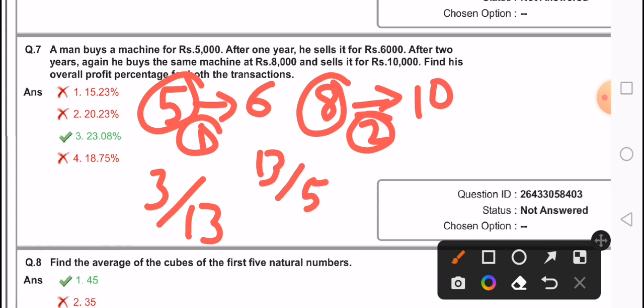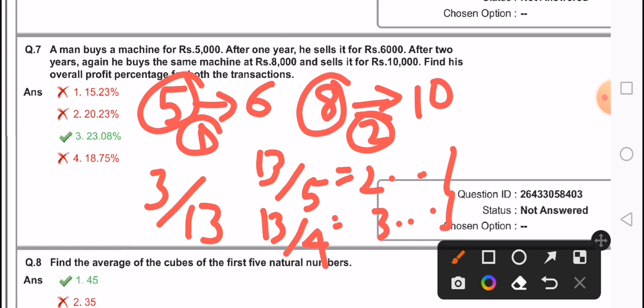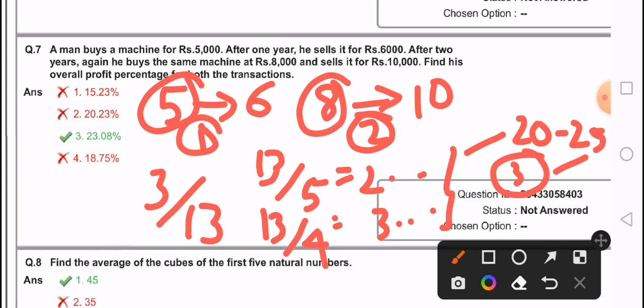by 5 it gives 20%, right? 1 by 5 is 20%. So the value of 20% is 2 points, and if I put 13 by 4 it is 25%, and its value is around 3 points something. So we can definitely say that the value is between 20 and 25, and the only option available is 3. So we can do that by just simply looking at the options also.